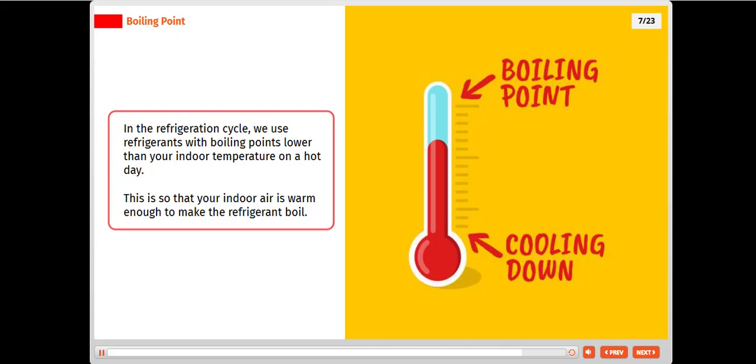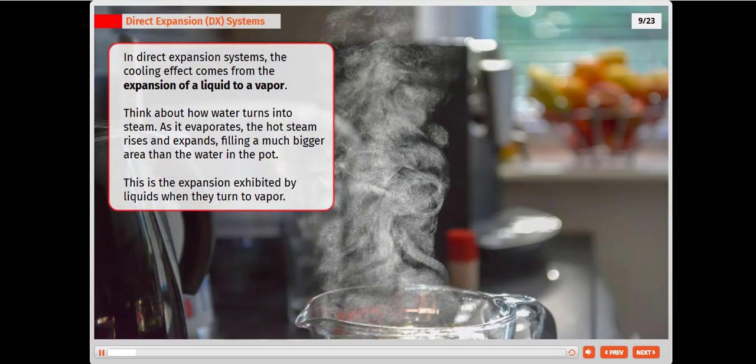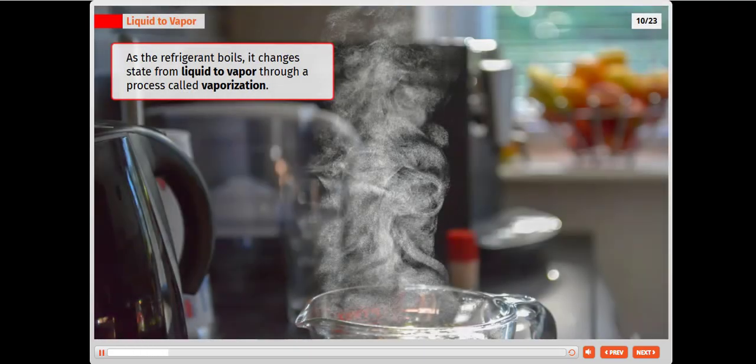The most commonly used refrigeration system is called the direct expansion vapor compression system. This type of system is found in both your air conditioner and refrigerator. In direct expansion systems, the cooling effect comes from the expansion of a liquid to a vapor. Think about how water turns into steam. As it evaporates, the hot steam rises and expands, filling a much bigger area than the water in the pot. This is the expansion exhibited by liquids when they turn to vapor. As the refrigerant boils, it changes state from liquid to vapor through a process called vaporization.